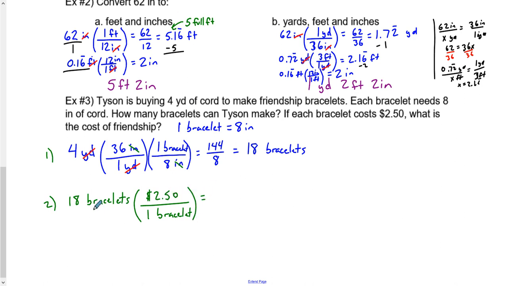This allows us to cancel off bracelets as a unit. I know that many of you can just take 18 and know that you're going to be multiplying it by the 2.50. Some people can't. This is a guaranteed way to be able to do these calculations. It just works. So for his friendship, he needs to spend $45.